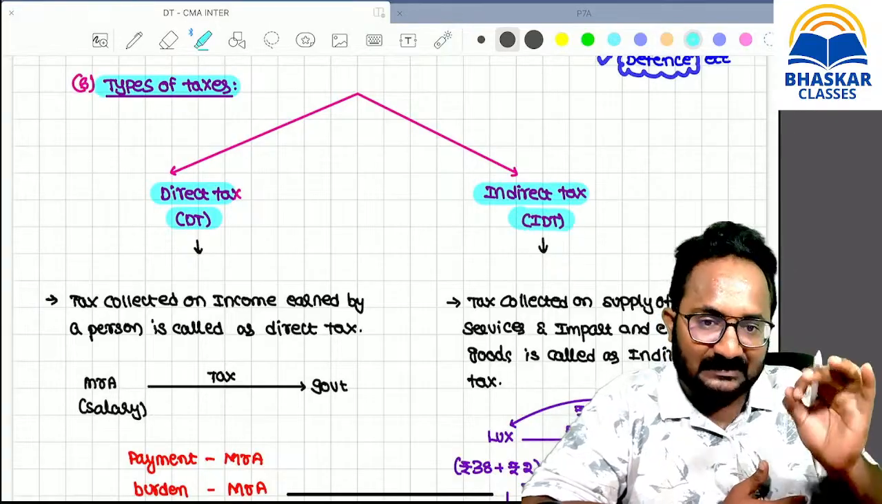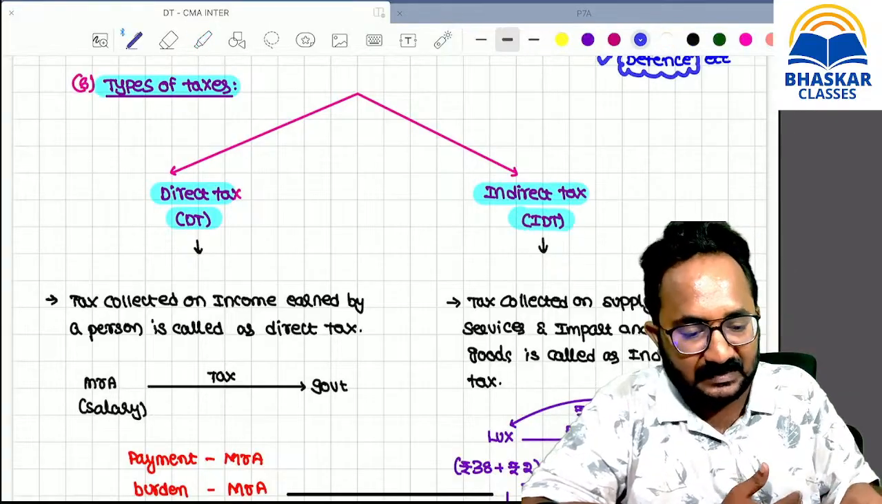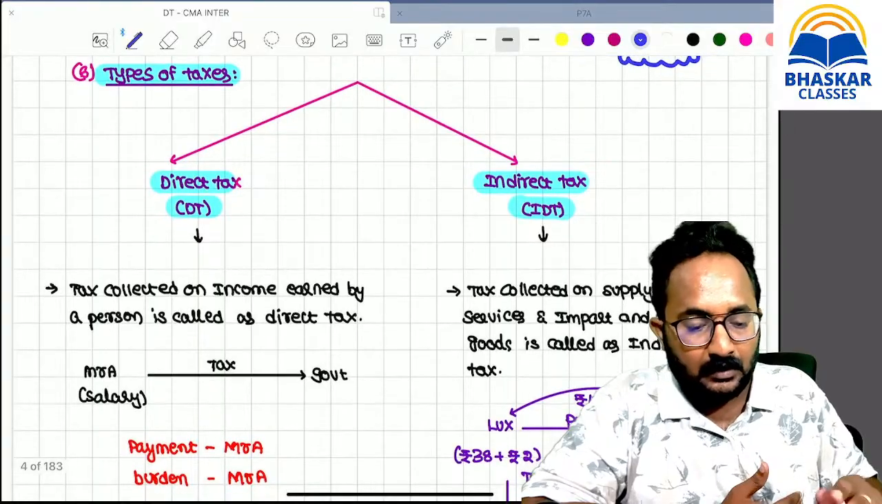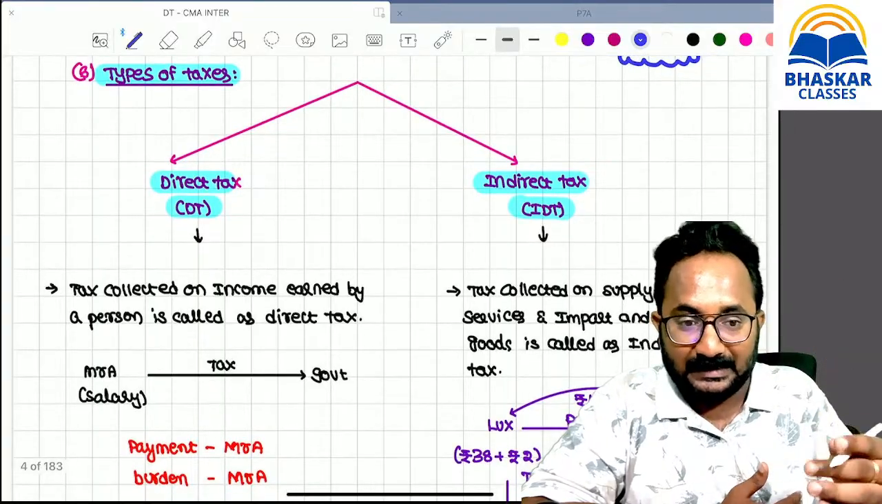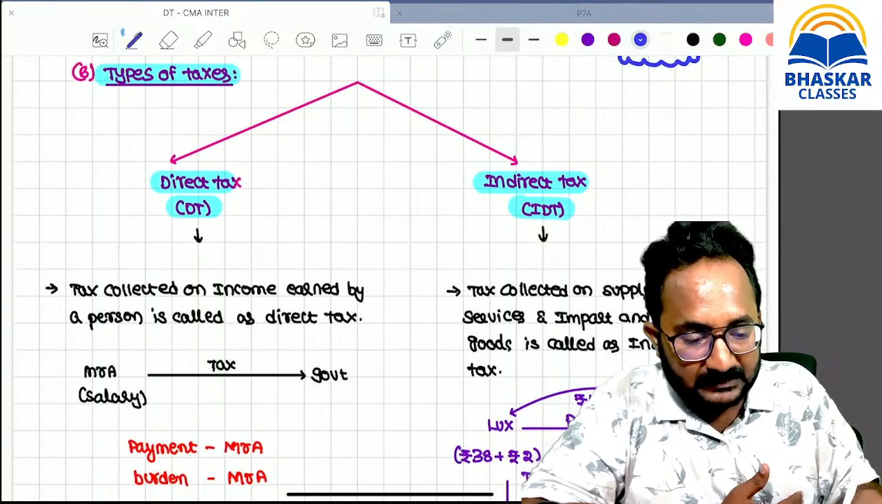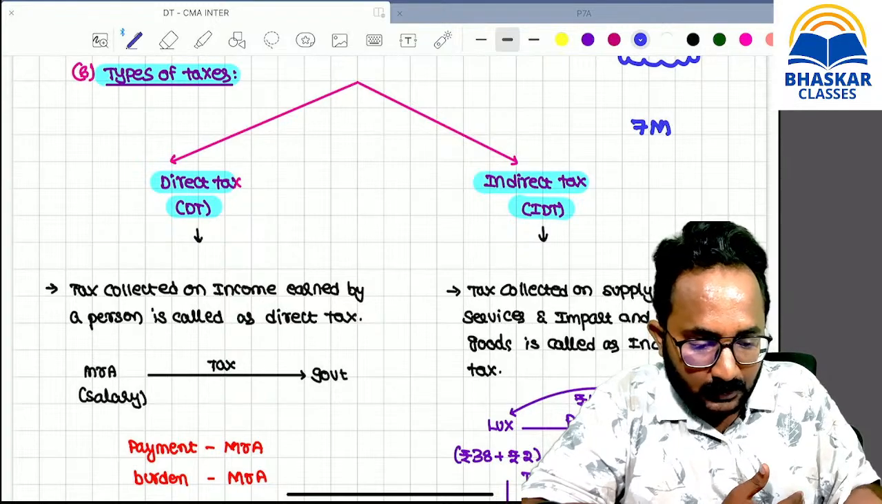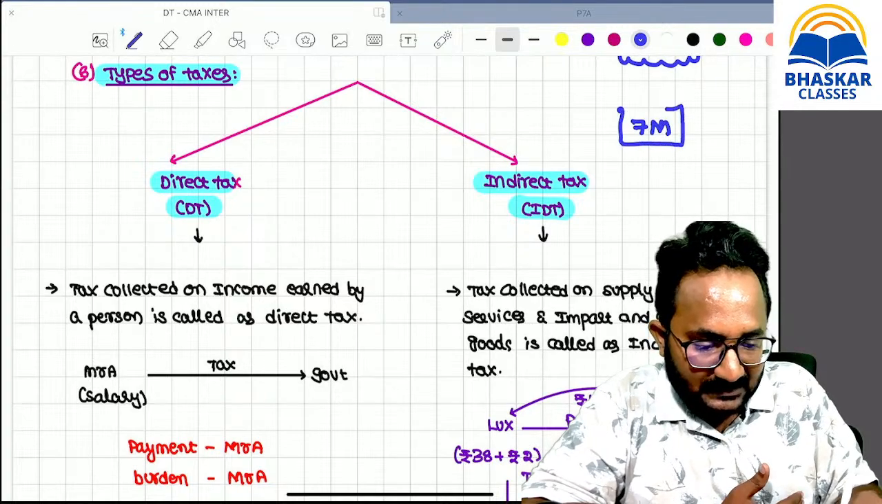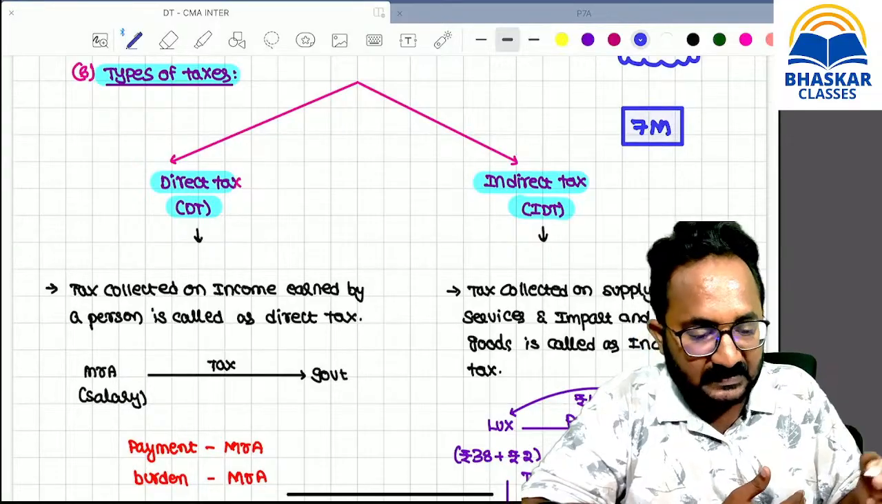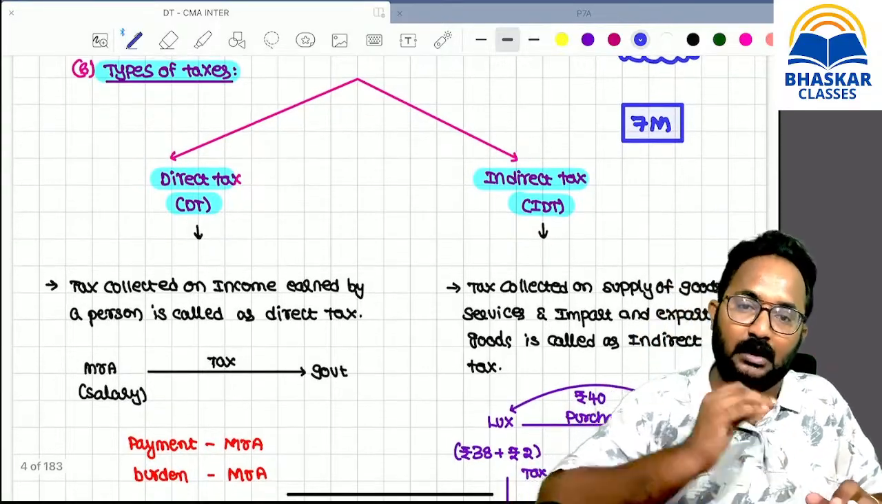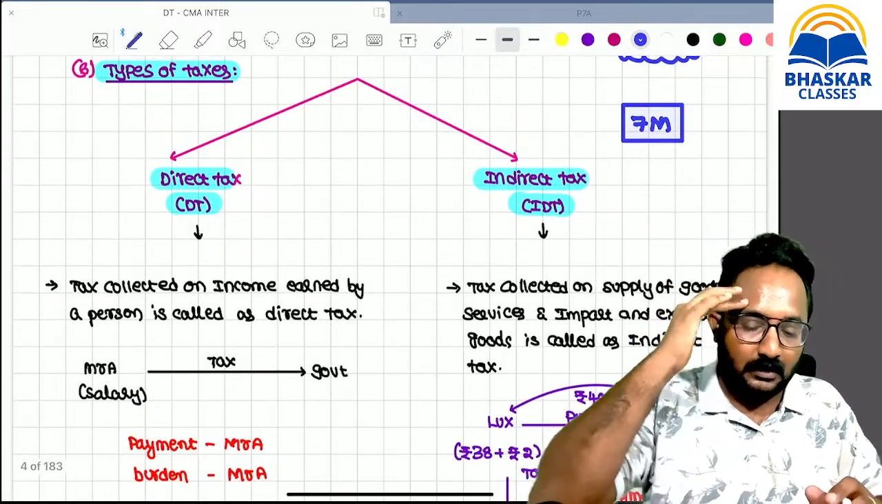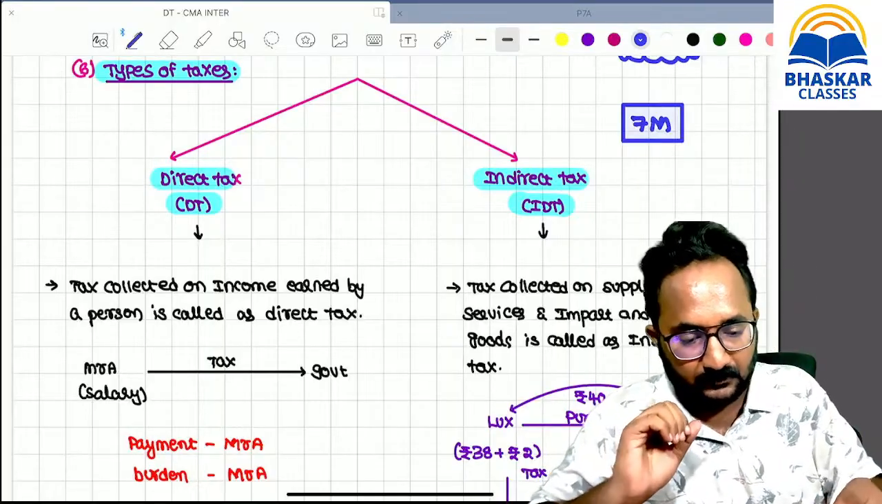The differentiation between direct tax and indirect tax has been asked in the last 2 or 3 attempts, once for 7 marks. That's why don't ignore it. You can get the differentiation between direct taxation and indirect taxation as a 7-mark theory question. Remember, yes, first one.